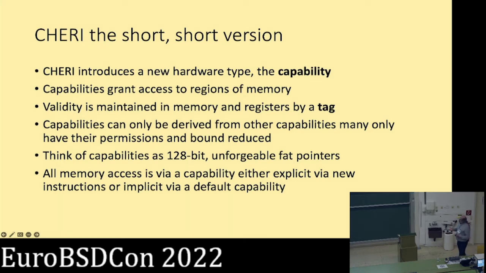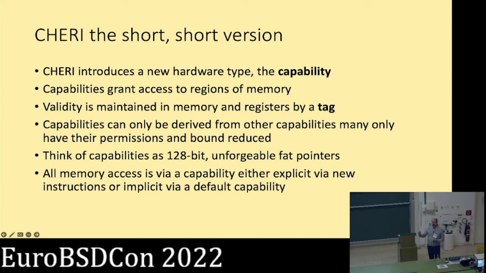Capabilities can only be derived from other capabilities, and it can only be done in a way that reduces their permissions or maintains them. So you can think of them as 128-bit unforgeable fat pointers. They are bounded, and you can't just make them up. And in a CHERI system, all memory access is via a capability one way or another. Either it's via an explicit capability load, or it's via a default capability using a conventional load instruction or store instruction or jump.